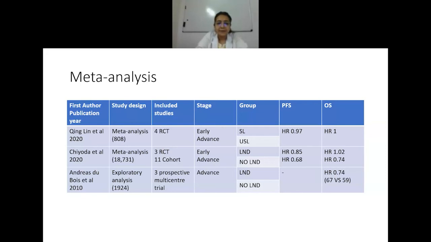Another study was by Boyce et al. It also did a 3 prospective multi-center trial analysis in advanced stages, and it showed that there was some benefit in overall survival. So when we discuss the RCTs, we see clearly that there is no overall survival benefit and some progression-free survival benefit in early cases. But when we see the retrospective analyses and the cohort studies, then we see mixed results.